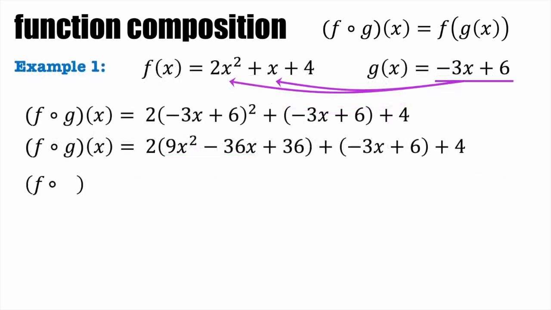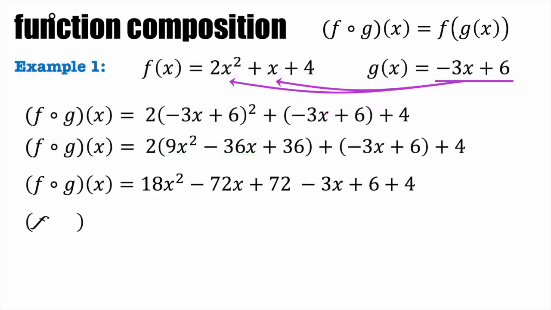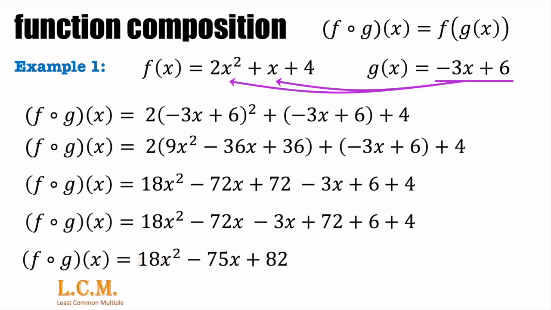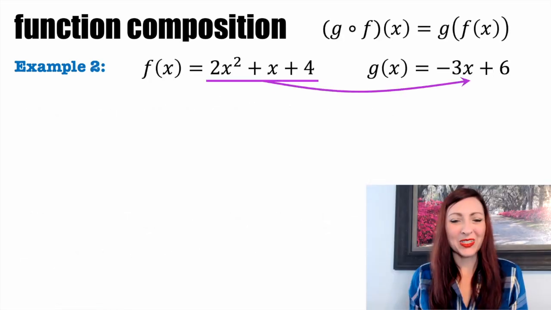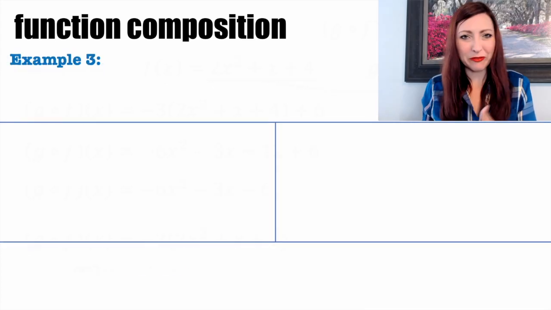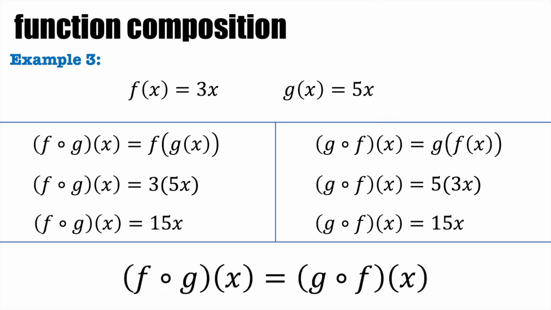Once we have our function in polynomial form, we can use least common multiples to help us see if we can factor this out further. In this case, it doesn't factor, so we have our answer. And again, order matters. So this is an example of plugging g into f, the opposite direction. Sometimes f of g of x will equal g of f of x, but never assume this.